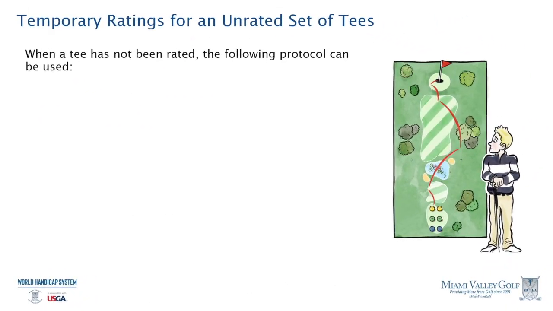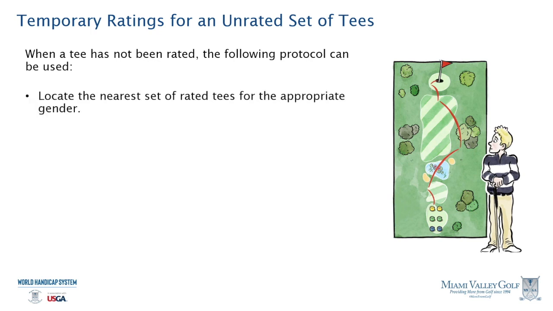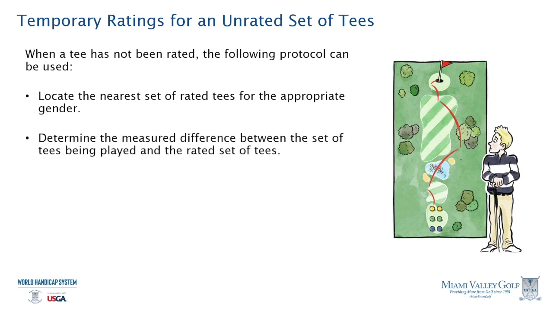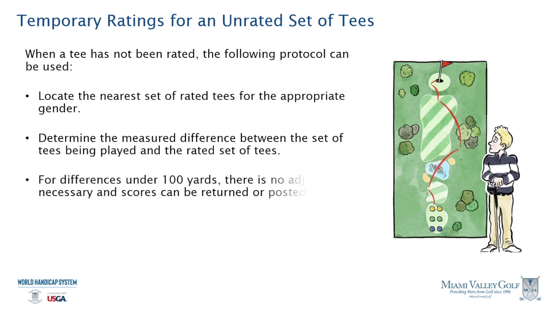Okay, so temporary ratings for unrated tees. This happens kind of frequently, frankly. When a tee has not been rated, the following protocol is to be used. Locate the nearest set of rated tees for the appropriate gender. Determine the major difference between the set of tees being played and the rated set of tees. For differences under 100 yards, there's no adjustment necessary.